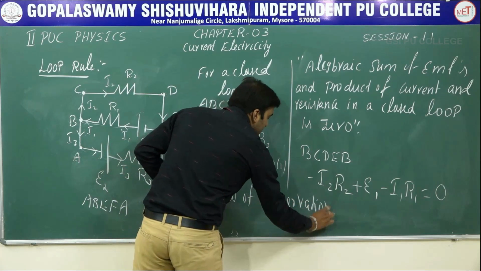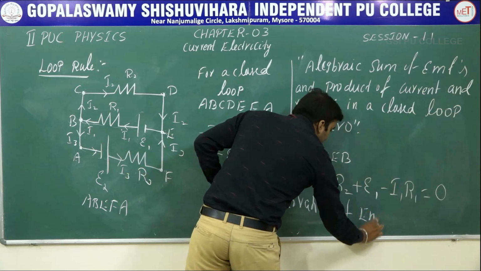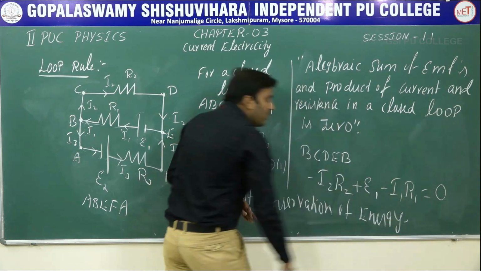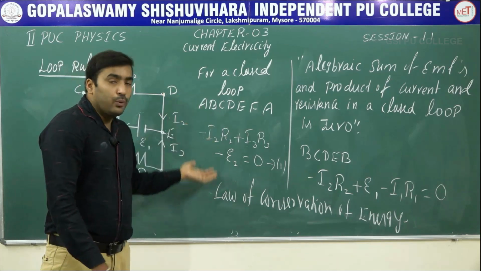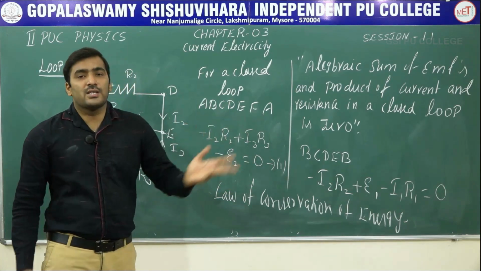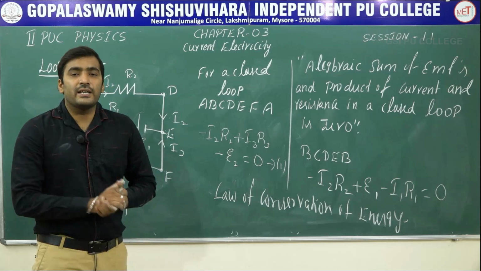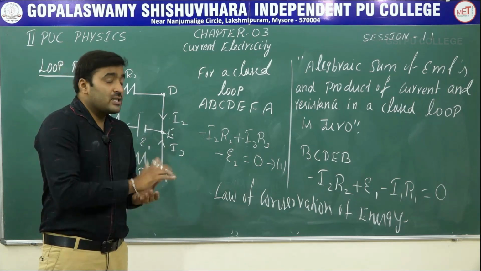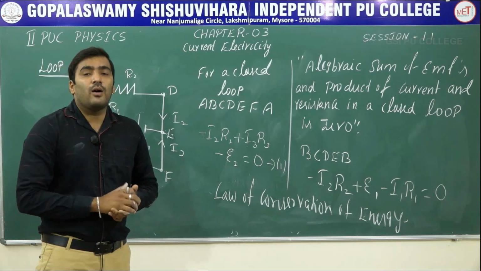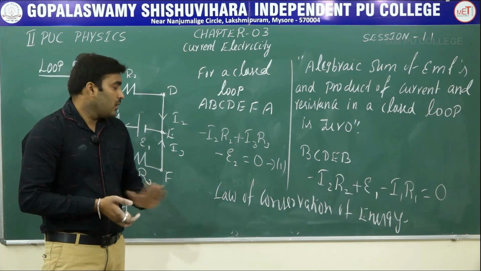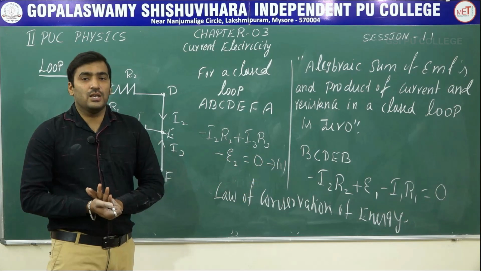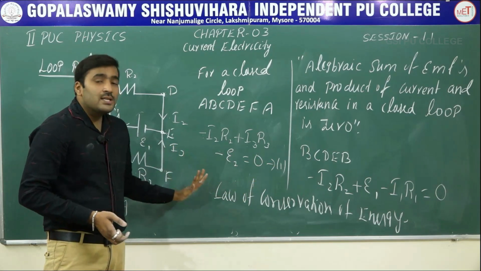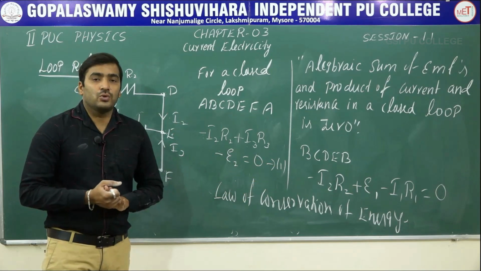In your examination, one more question may arise: what is the significance of the loop rule, or what is the significance of the junction rule? We have already stated that Kirchhoff's junction rule signifies the law of conservation of charge. The loop rule signifies the law of conservation of energy. So this is about the loop rule and junction rule.